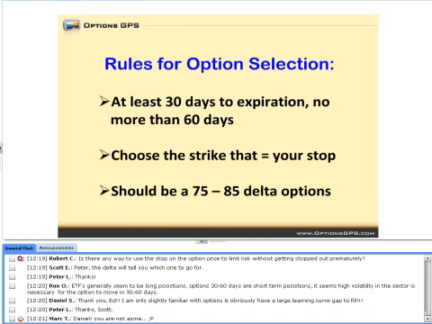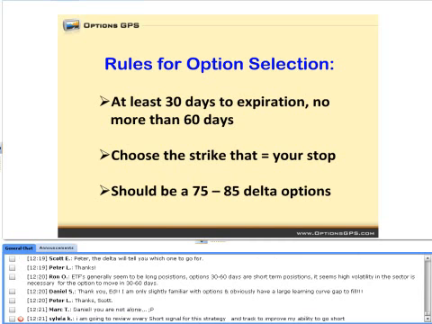So really, you need to be able to effectively use mental stops when you're trading options, and you have to be true to the discipline. I hope that answers your question, Robert.